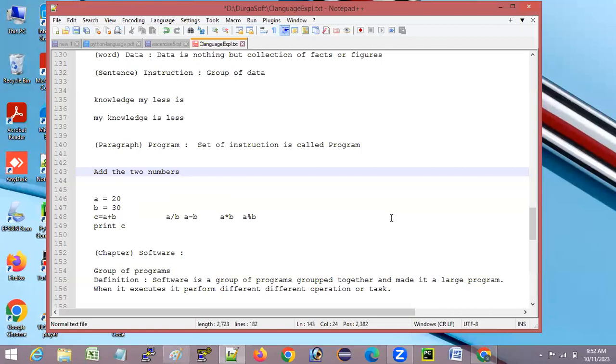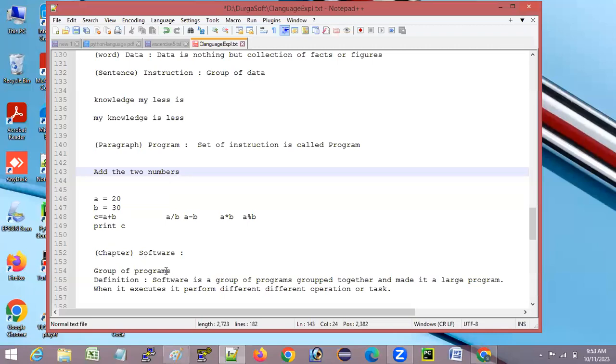So that's why I request you people: if you want to become a software engineer, you have to follow some discipline. You have to follow some instructions. You have to do some hard work. Then only you are going to become a software engineer.